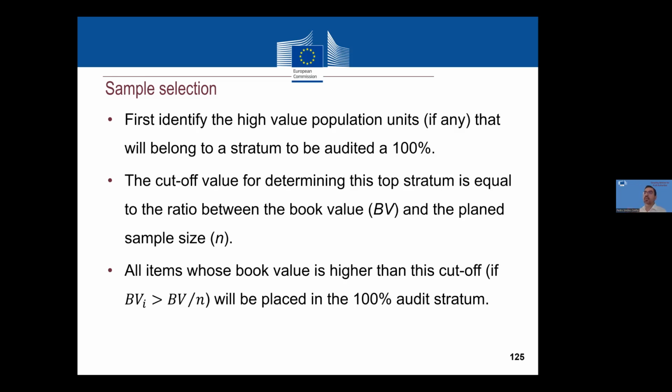In MUS, before selecting the sample and remembering that the sample is selected with probability proportional to expenditure, you have to manually, or using some software that will do that for you, separate from the population what we call in MUS the high value items. And what is the cutoff value for determining a high value item in MUS? The cutoff value is the ratio between the book value and the planned sample size. So you calculate this ratio, and any operation in the population whose individual book value is larger than this cutoff has to be taken away from the file from which you select the sample, and it will be placed in a special file, a special, let's call it bag, of what we call an exhaustive stratum, a stratum where 100% of the operations will be audited.